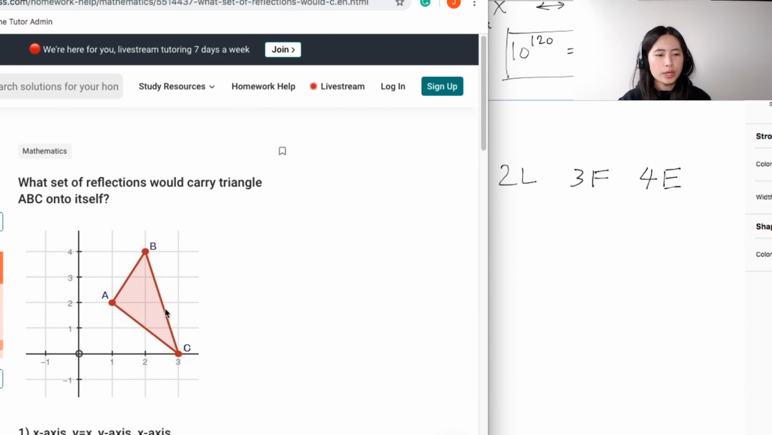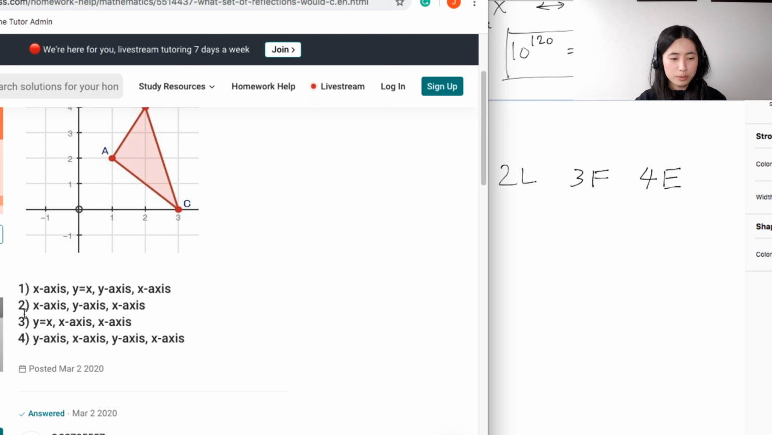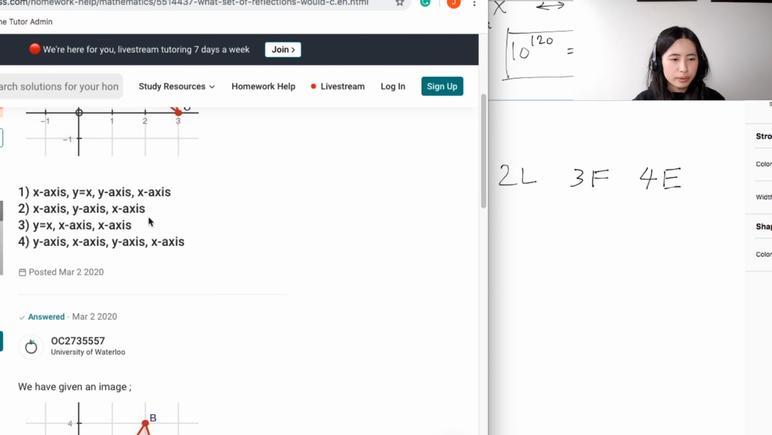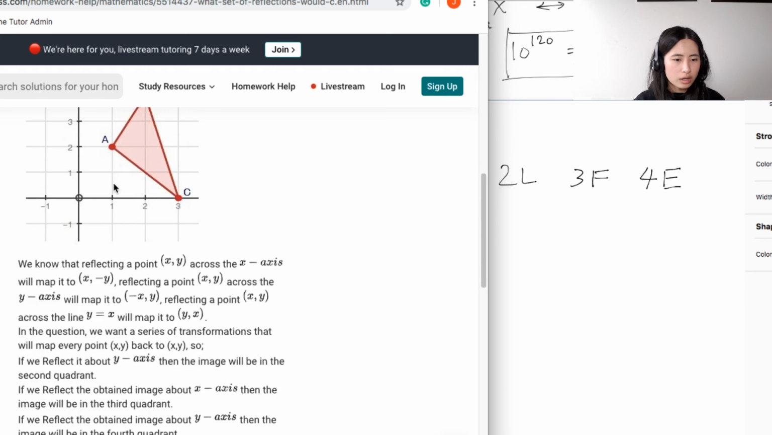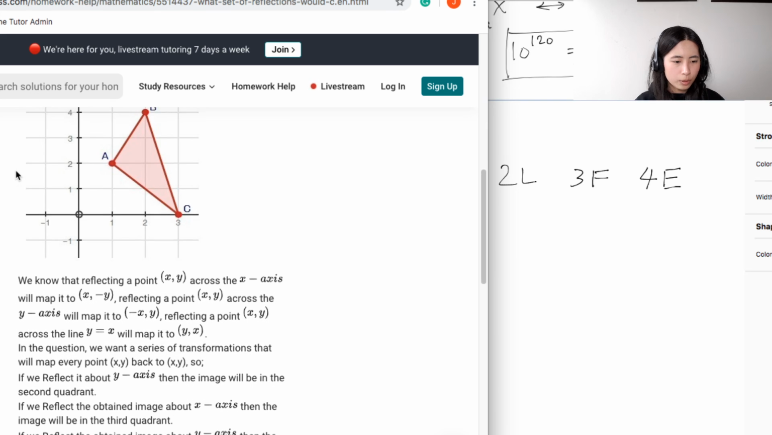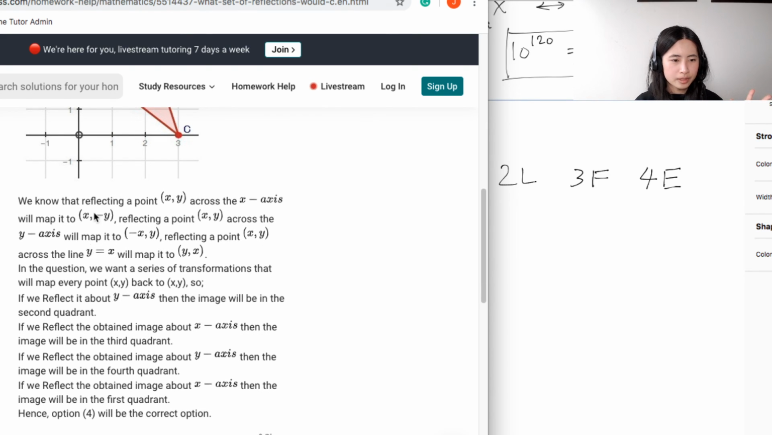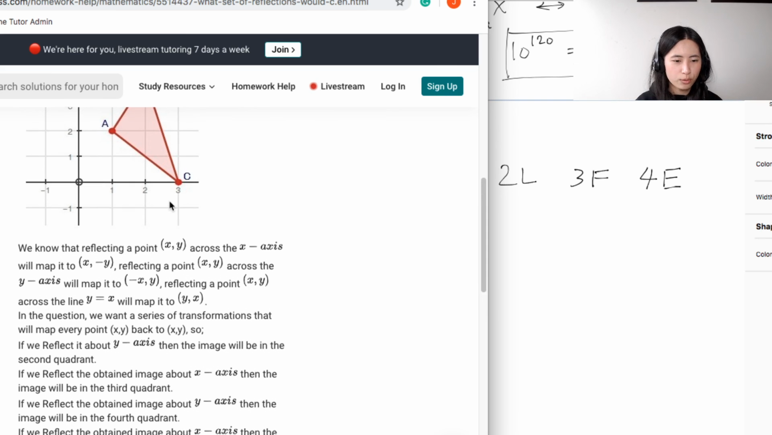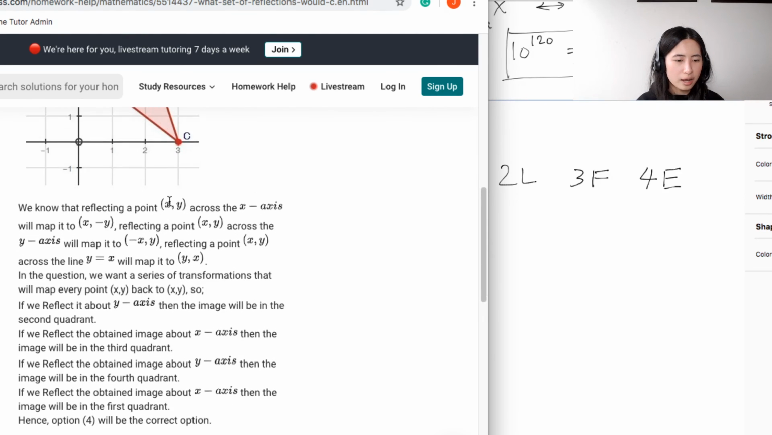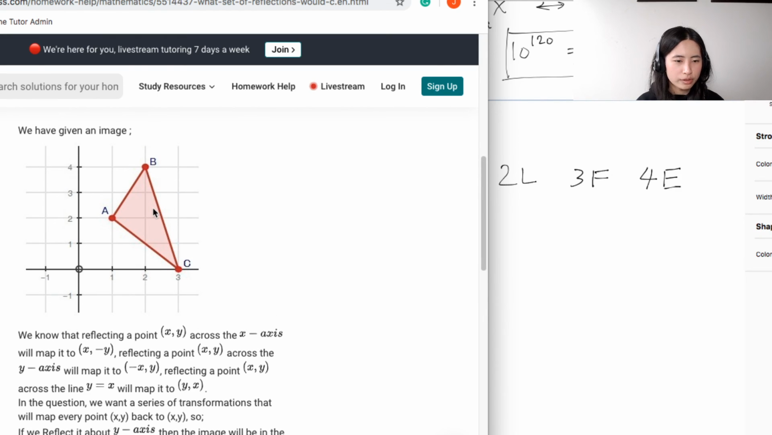Okay, so we're now going to look at reflections. So it says, what set of reflections would carry triangle ABC onto itself, right? And you're going to see 4 options here, right? So let me try to explain this figure over here. Okay, so I know they wrote a bunch of reflection, reflecting a point, and so on and so forth, right? But the whole point here is what they're trying to get at is basically when you reflect this based from the x-axis or reflect on your x-axis or y-axis, you're going to be moving this image that way.